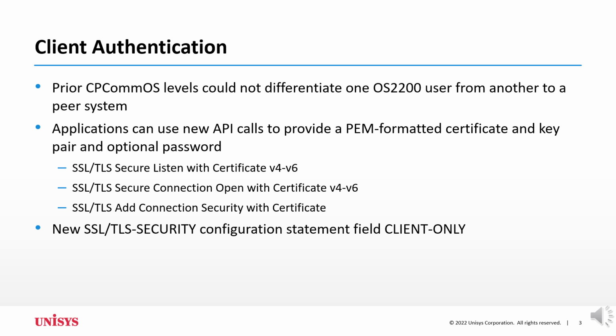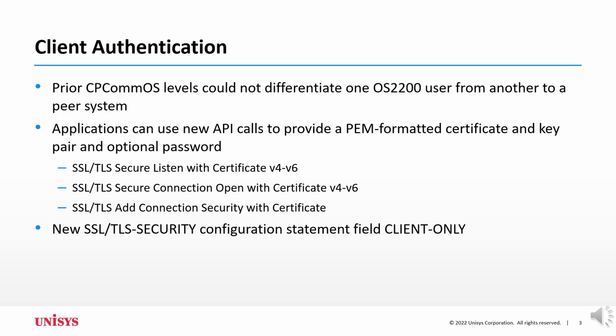During the SSL TLS handshake, the client authentication mechanism provides optional functionality, allowing a server to request that a client sends a certificate to authenticate itself. Currently, when an application on the OS 2200 is acting as a client and the remote server requests a certificate, CPCommOS sends the certificate configured on the SSL TLS security configuration statement corresponding to the client program. With this implementation, the certificate likely identifies the server rather than a specific client user program on the server and is therefore not a viable way to differentiate one OS 2200 user from another to the peer system.